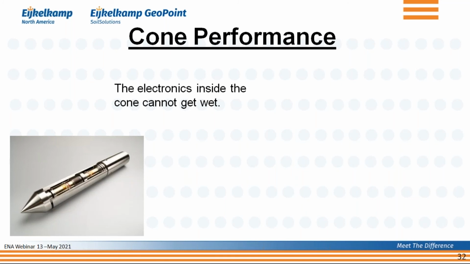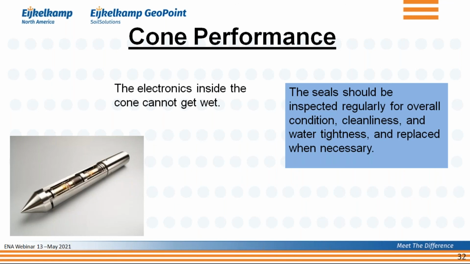And that basically means the seals there should not just be inspected for the reasons that I mentioned before, that your friction sleeve can move up and down freely. Now they should also be inspected regularly for overall condition, cleanliness, and water tightness. Because if they're not watertight, if there's a small hole in there, if they're not thick enough anymore, because they're worn to the extent that there is no water tightness, then you're going to have a problem, because if water gets inside your cone, you're sunk. Basically, your cone will no longer function.